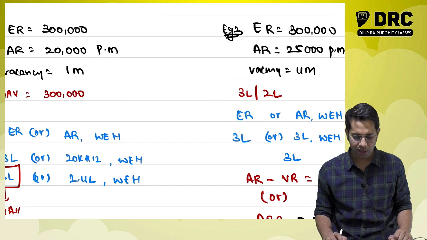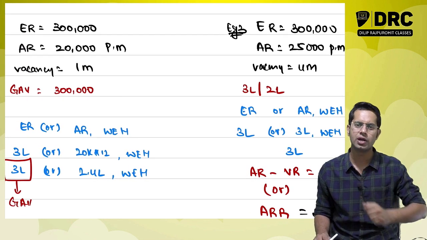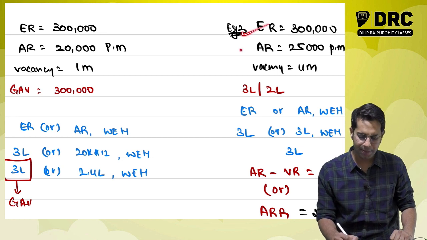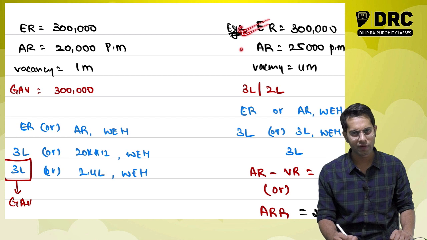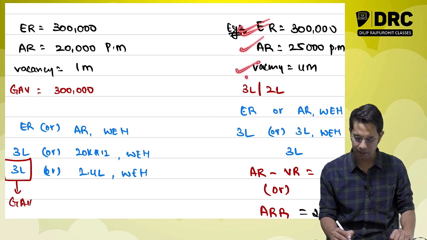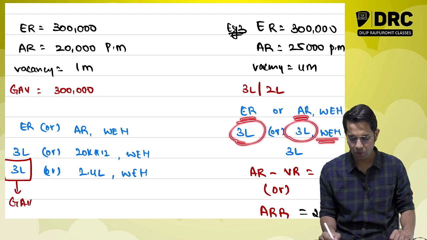Last case, sir, what if both are equal? What if expected rent and actual rent are equal? Say for example, your expected rent is 3 lakh rupees, your actual rent is 25,000 rupees per month, and vacancy period is 4 months. Now if you compare actual rent and expected rent, both are 3 lakh rupees.